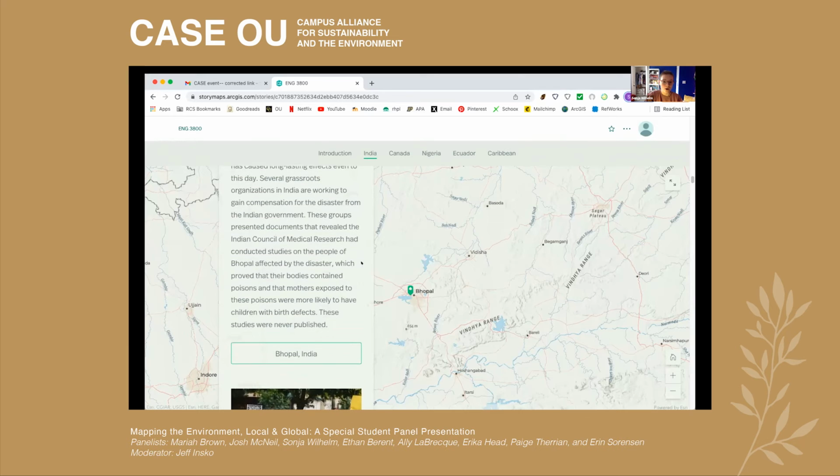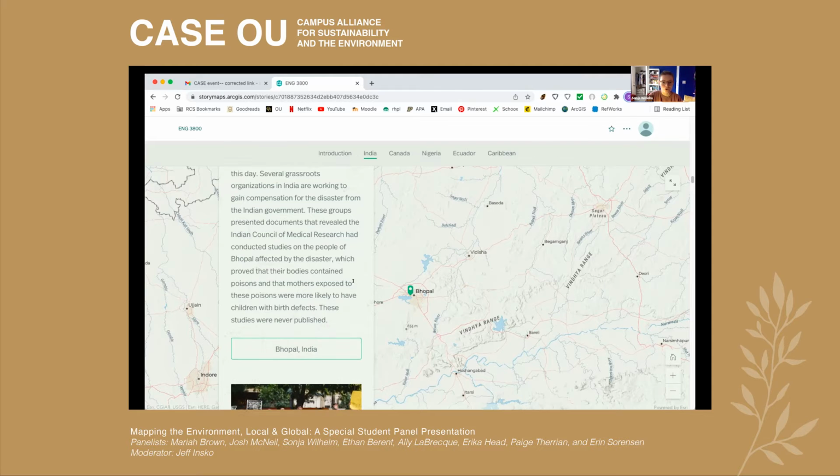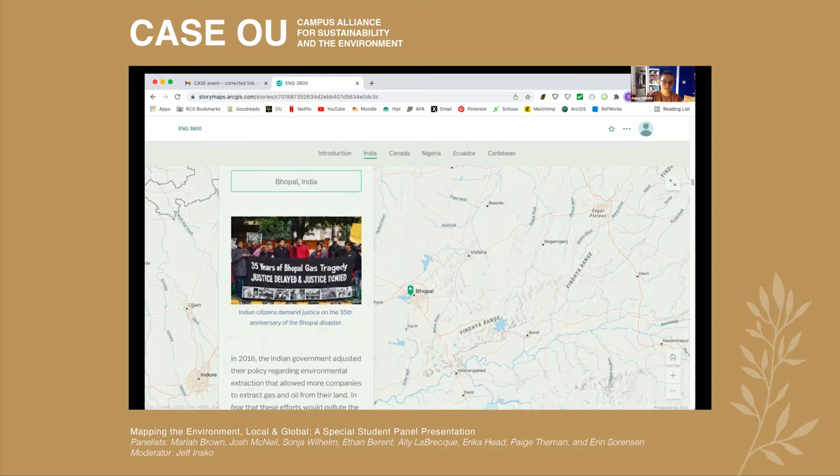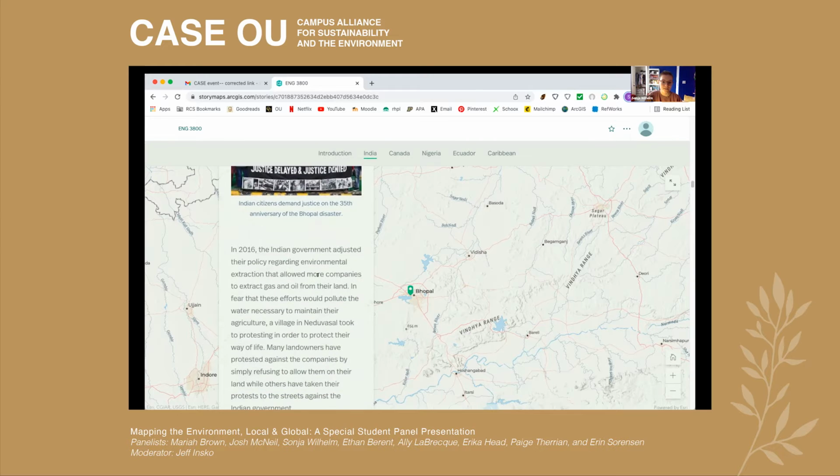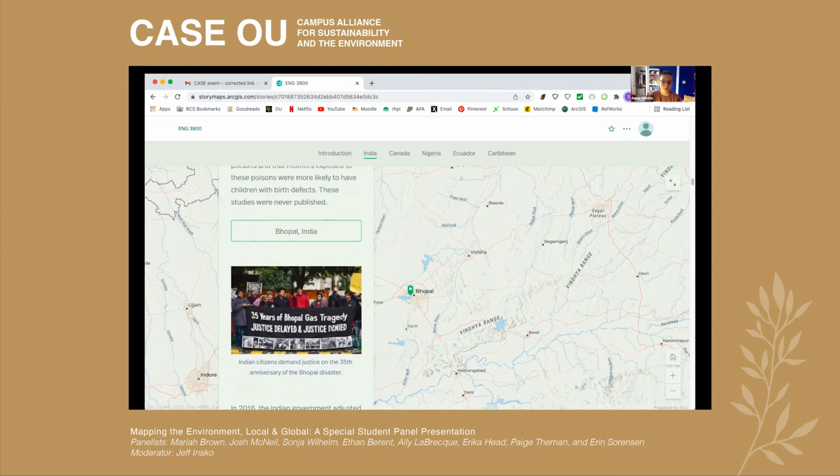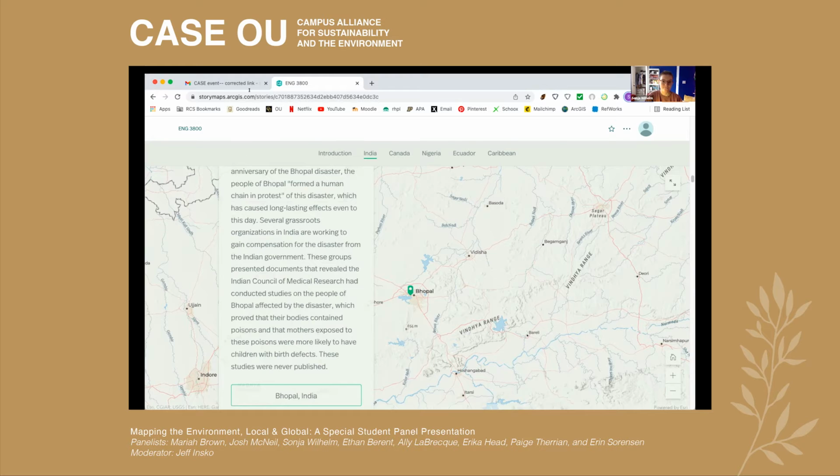And there are studies from the Indian Council of Medical Research that show that the people of Bhopal affected by the disaster literally have these poisons in their bodies, and that mothers exposed to these poisons are more likely to birth children with birth defects than mothers who are not exposed to it, but these studies were never published. So it seems like the government is still trying to hide it. And then this is an image from the protest. And now Mariah is going to talk about sites of extraction.